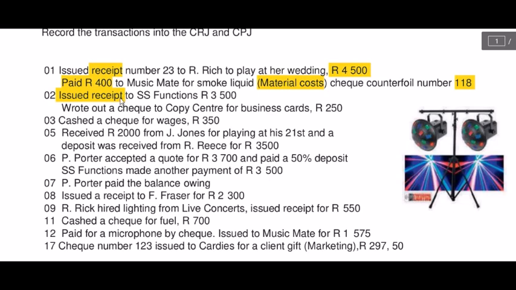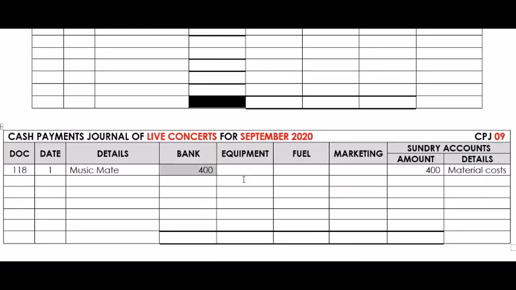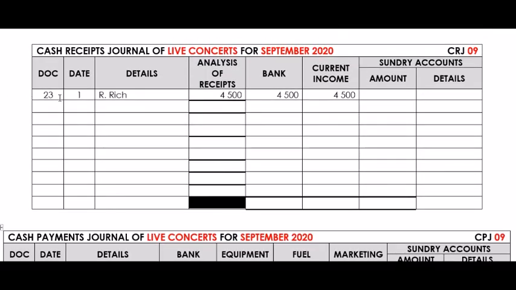Okay, then on the 2nd, we issued a receipt. Highlight the word receipt. That tells you it's the cash receipts journal, to SS Functions, 3,500 Rand. Now, this is a little bit vague, but I think this is just for a DJ gig, so it will be current income. They didn't tell you what the receipt number is, but the previous receipt was 23, so this is 24. It's on the 2nd, SS Functions. It's the only transaction for the day, so the value goes to analysis and bank. It was for a function, so it also goes to current income.